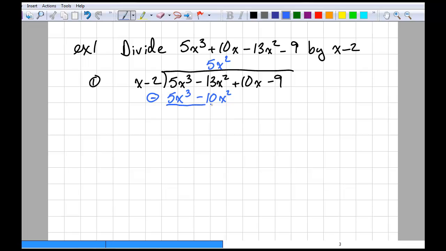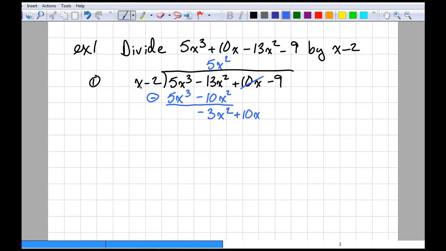Now I'm going to subtract those two terms. The 5x cubed are guaranteed to cancel out because I created something that was going to make that happen. So 5x cubed minus 5x cubed is 0 x cubed. Negative 13x squared minus negative 10x squared is like saying negative 13 plus 10, or negative 3x squared. I bring down the 10x, and then I start the process over again.